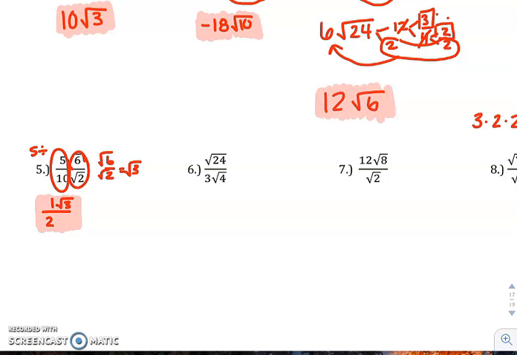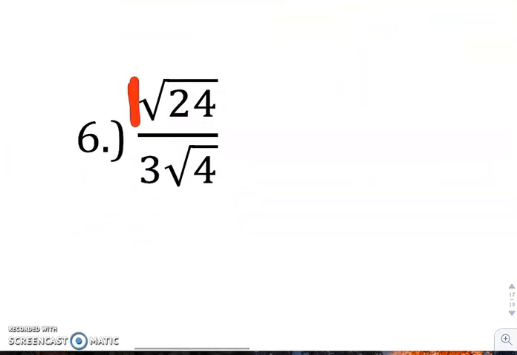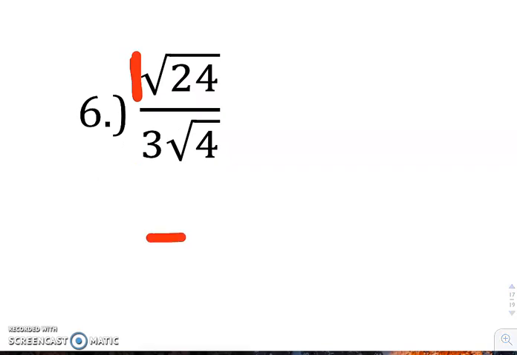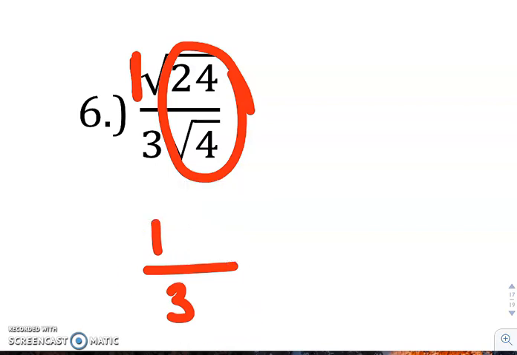The square root of 24 divided by 3 times the square root of 4. There's no number other than 1 out there in the front in your numerator, so this is just going to stay 1/3. You can put the 1 there. But then the 24 divided by 4, or 24 over 4, is going to be 6. So it is going to still be under a root, but that's going to be in your numerator.